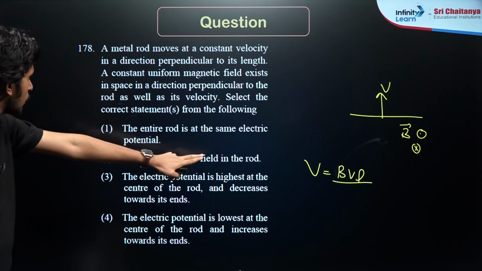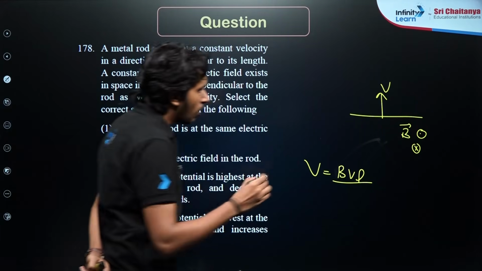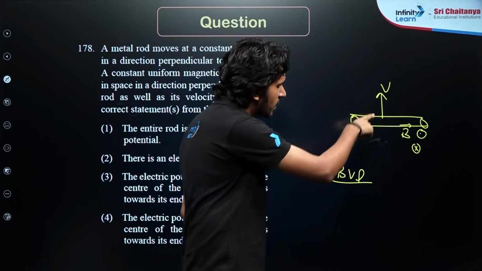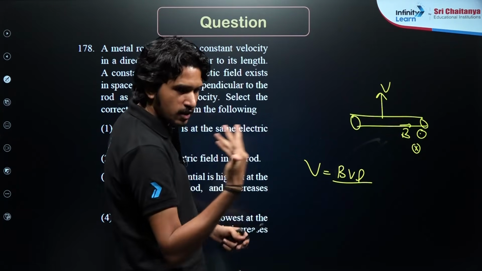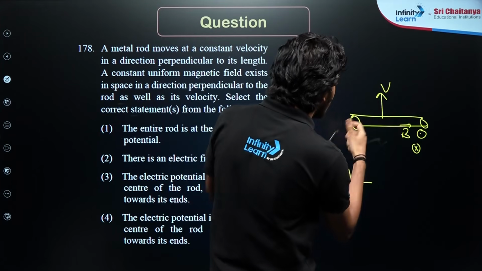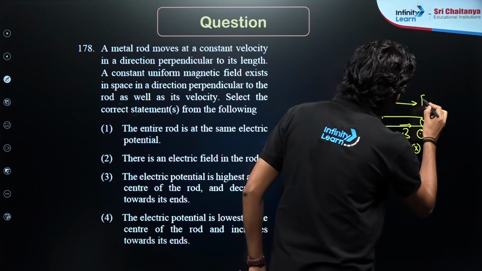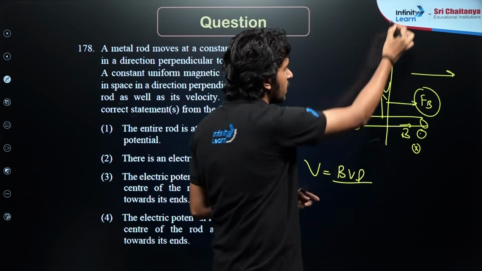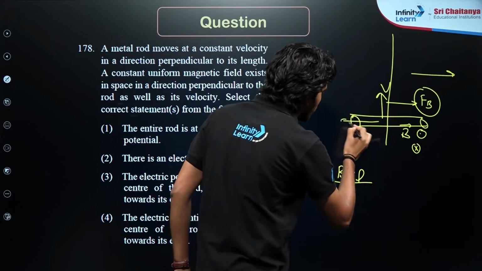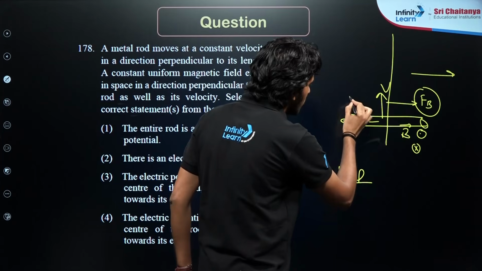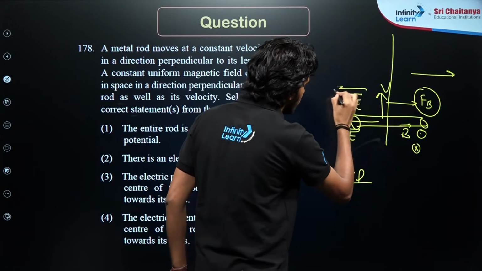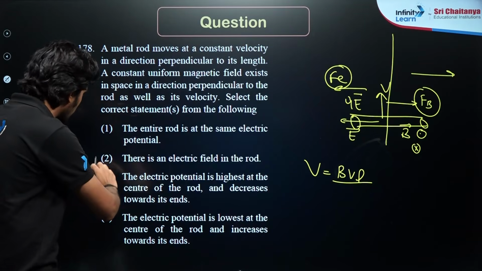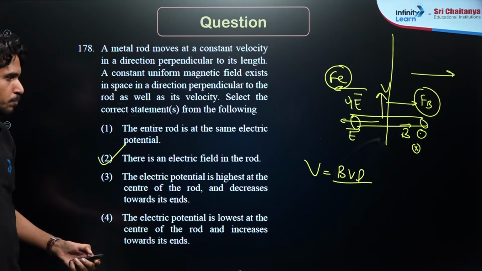There is an electric field in the rod. Yeah, that is true. How? Because if we have velocity in that direction and let's say B is outside the plane, so qv cross B, we have magnetic force in this direction. That means if it is going linearly upwards, we have electric field inside. Due to that qE, that electrostatic force, it is moving in that straight line. So option number 2.